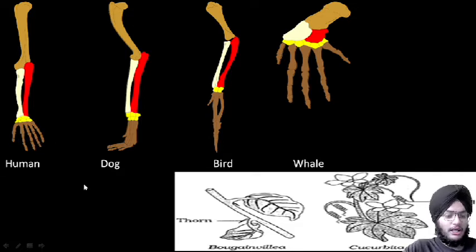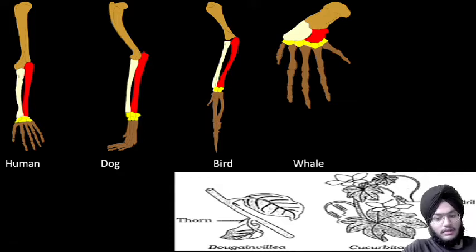This is the human arm, dog's forelimb, bird's wing, and the whale's flipper. And these are the thorn and the tendrils of Bougainvillea and Cucurbita respectively. They are of the same origin, but they have different functions. One is protective and the other is for climbing.